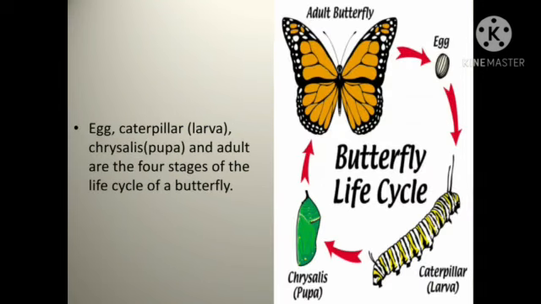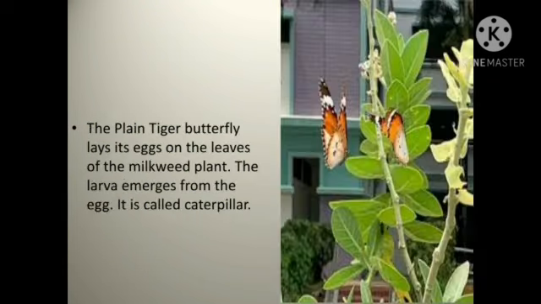Life cycle of a butterfly. Egg, caterpillar that is a larva, chrysalis that is pupa, and adult are the four stages of the life cycle of a butterfly. The plain tiger butterfly lays its eggs on the leaves of the milkweed plant. The larva emerges from the egg.